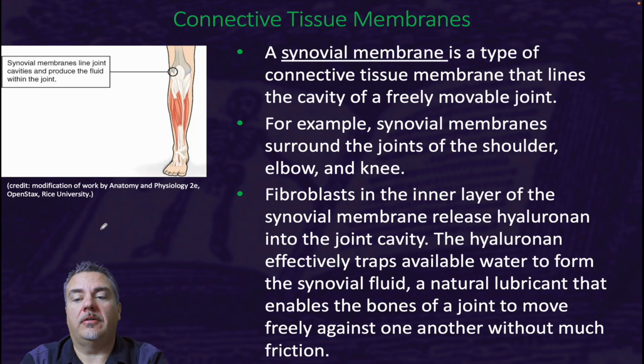Fibroblasts in the inner layer of the synovial membrane release hyaluronan into the joint cavity. The hyaluronan effectively traps available water to form the synovial fluid, a natural lubricant that enables the bones of the joint to move freely against one another without much friction.